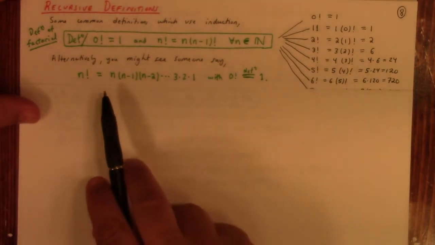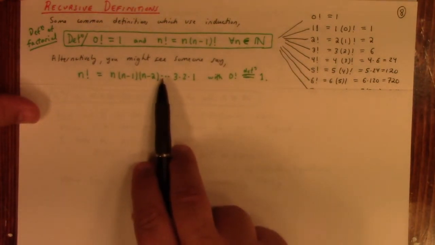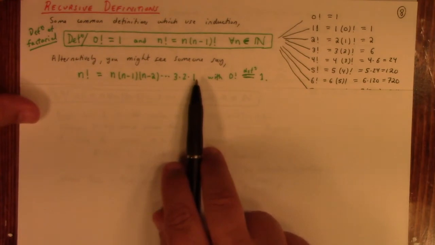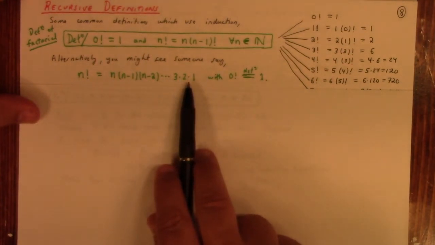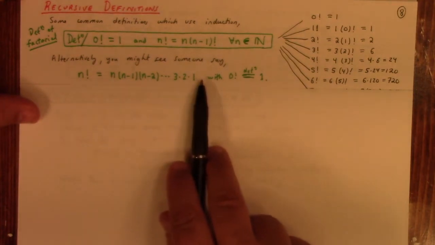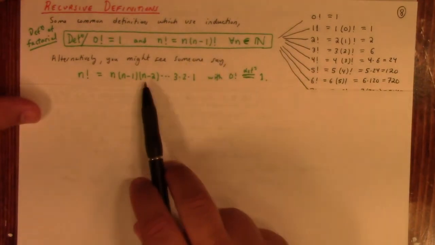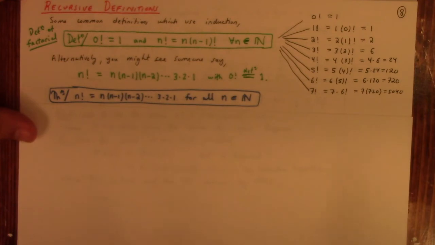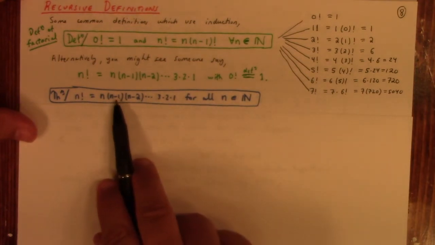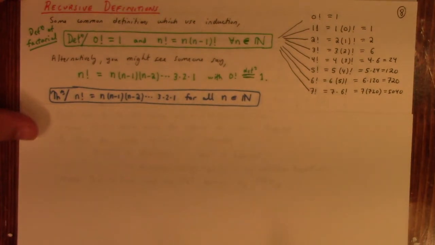But you may have also seen that n factorial is equal to n times n minus 1 times n minus 2, dot, dot, dot, 3 times 2 times 1. So when you see an expression like this, there's really some kind of inductive idea underlying formulas like this. And so I can carefully prove that this formula follows from that definition, and here's the proof. N factorial is equal to n times n minus 1, times n minus 2, times 3, times 2, times 1, for all natural numbers. So that's my inductive claim, in fact.